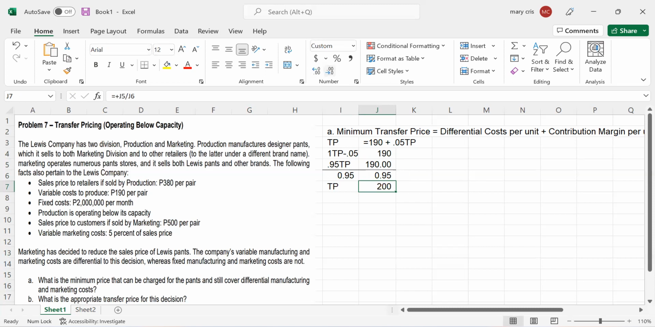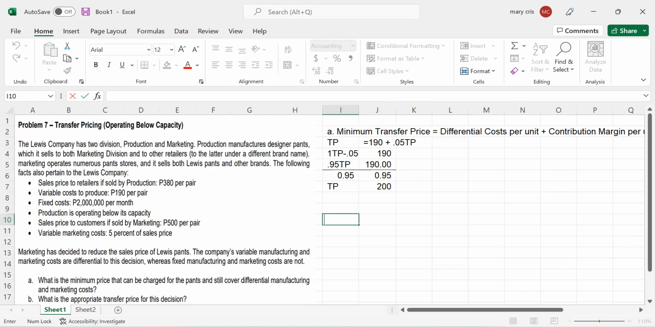pesos. Now, wala tayong contribution margin per unit. Kasi nga, the company is operating below its full capacity. So meaning they still have room, no? They can still accommodate the orders or production without losing sales outside the organization. Okay, so that's letter A.